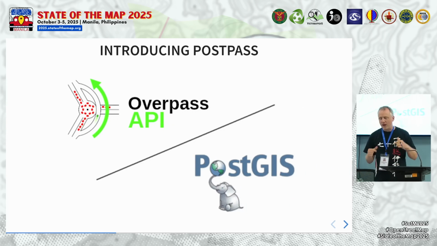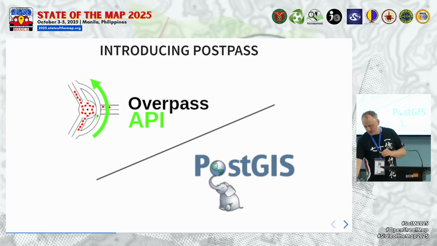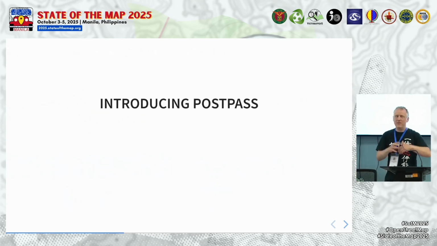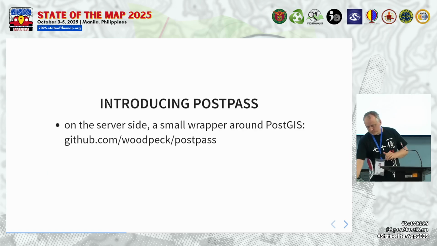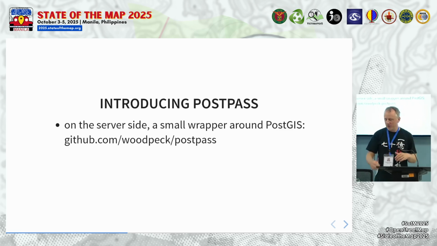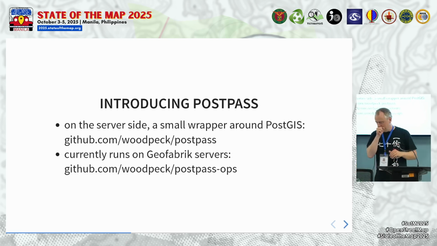So I've done something that I call Postpass, which is basically a PostGIS thing, a database that allows you to run Postgres queries, and that's also compatible with the Overpass Turbo. So you can basically replace Overpass API by SQL. On the server side, it's really trivial. It's a very small wrapper around Postgres that just takes queries, executes them, returns stuff in GeoJSON.